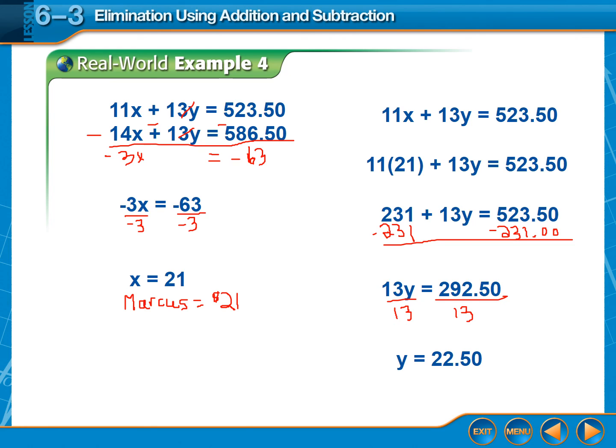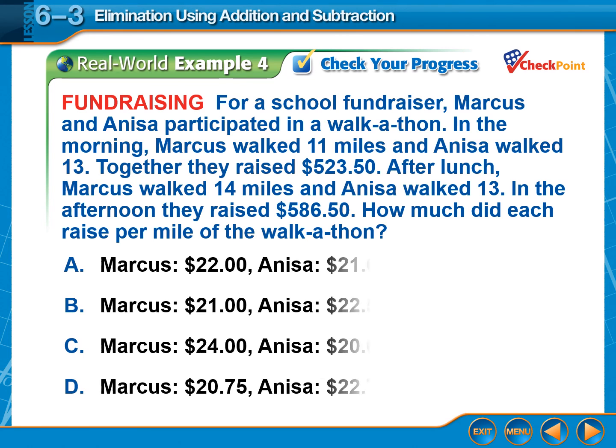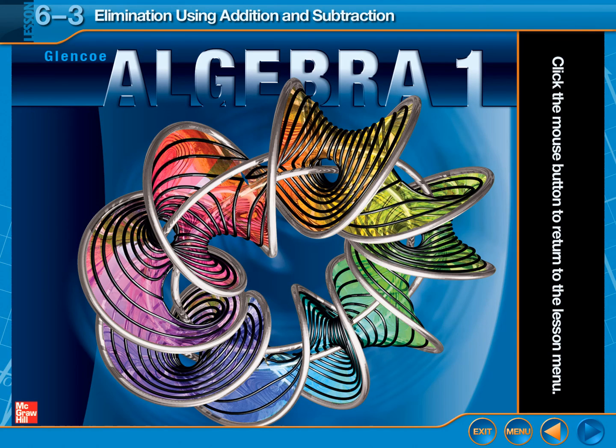So that means Anissa was raising $22.50 and Marcus was raising $21 per mile, giving me a correct solution of B. Marcus raised $21, Anissa raised $22.50. So that's how we use elimination using addition and subtraction in order to cancel out either our x or y variables in a system of equations.